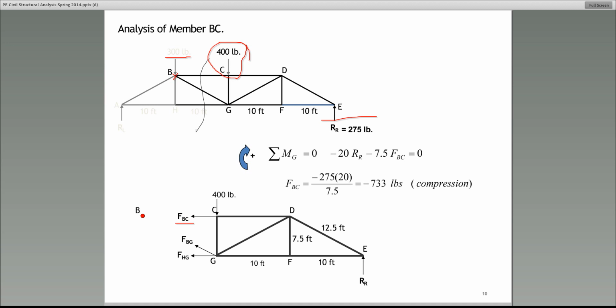Brian is asking, in order to find this 275 pounds, how do I get the 275 pounds? For this truss, this is what you need to do. Please write the equations of equilibrium about the point A. Sum the moments about the point A, and the only unknown would be RR, and you get 275. Do me a favor, Brian. Do that and see if you have any problems with that. Please send me an email, and I'll be able to help. All right.